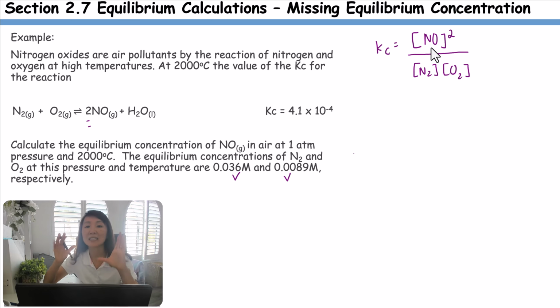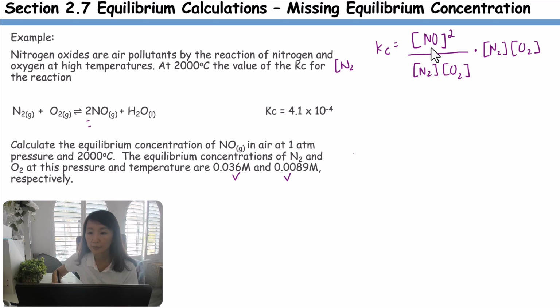So let's go ahead and set this up so that we have nitric oxide by itself. We're going to multiply both sides by the nitrogen and oxygen concentrations, so that I can cancel the denominator out and move the rest of the bottom portion to the other side. So we have to rearrange this and rewrite. We have Kc times the concentration of N2 times the concentration of O2 is equal to the concentration of NO to the second power.